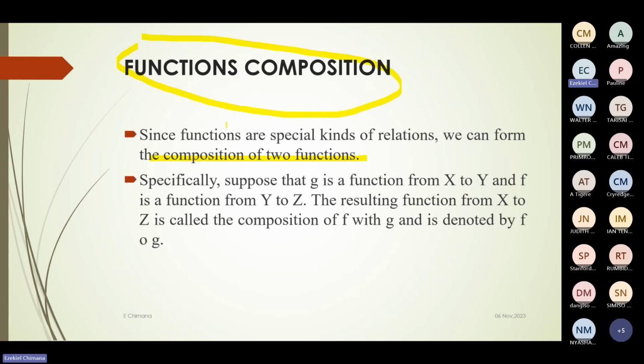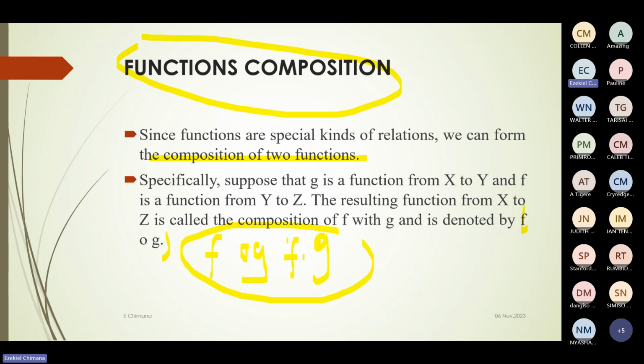Specifically, suppose that G is a function from X to Y and F is a function from Y to Z. The resulting function from X to Z is called the composition of F with G, and it is denoted by F of G. I've had questions from other students asking me to clarify this F of G and F dot G. I'm sure by the end of this lesson, you will not be confused about these two.